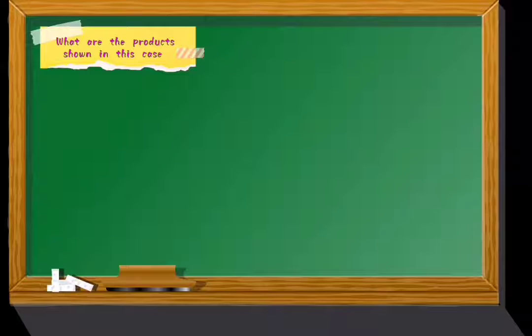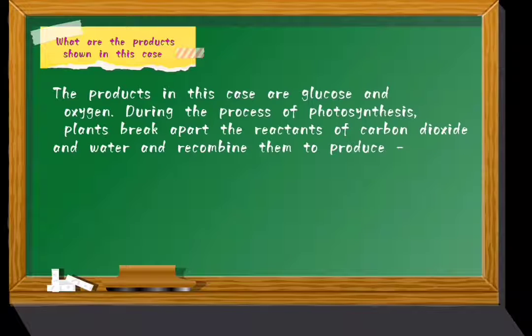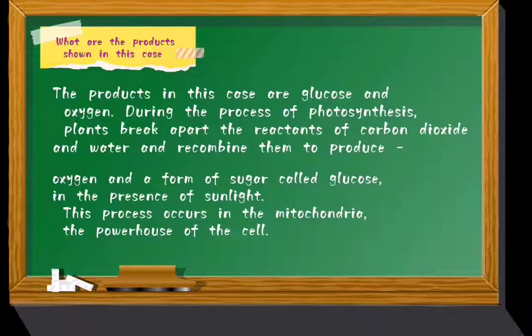What are the products shown in this case? The products in this case are glucose and oxygen. During the process of photosynthesis, plants break apart the reactants of carbon dioxide and water and recombine them to produce oxygen and a form of sugar called glucose in the presence of sunlight. This process occurs in the mitochondria, the powerhouse of the cell.